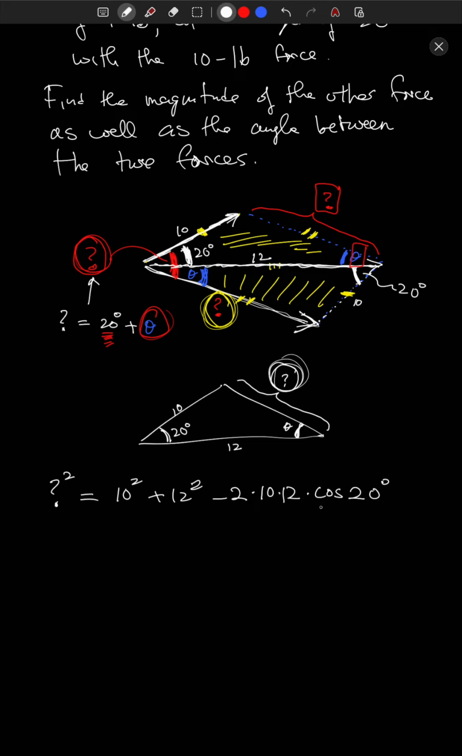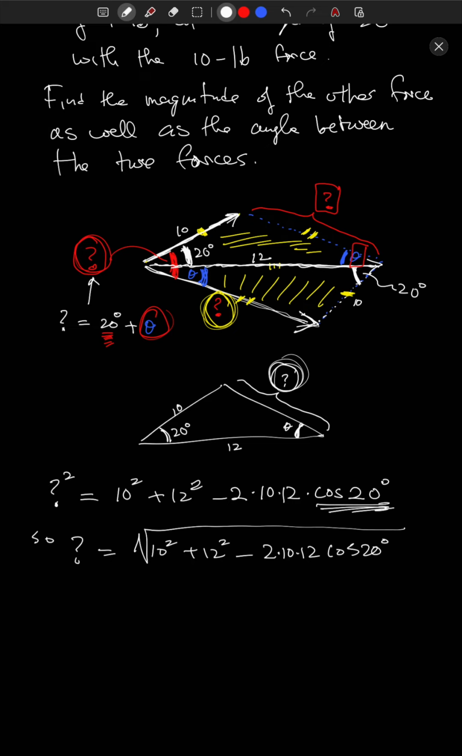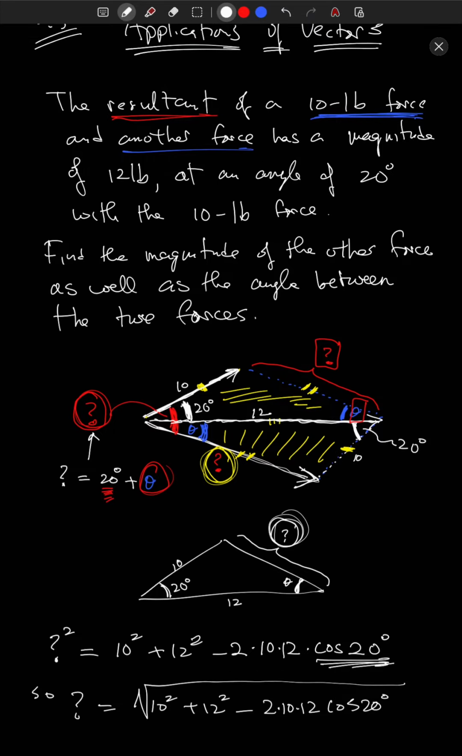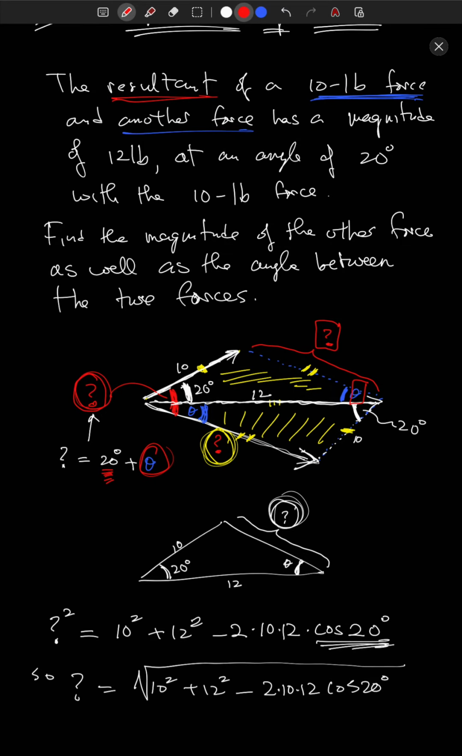Now of course we don't know how to calculate cosine of 20 degrees by hand, so we can use a calculator at this point. This is what you would want to do, for example, in the online homework. So let me write, question mark is equal to the square root of 10 squared plus 12 squared minus 2 times 10 times 12 cosine of 20 degrees. Whatever this is, that would be the answer to the first part of the question, which was find the magnitude of the other force.